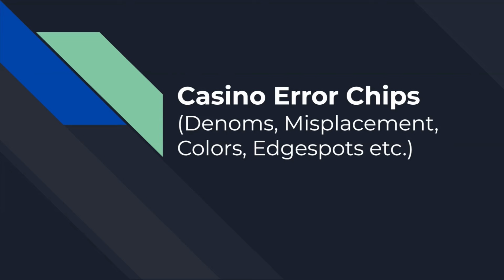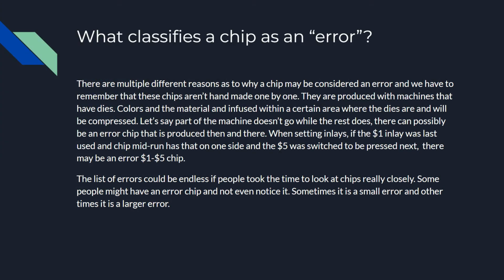It's Oscar, and today we're going to be talking about error casino chips, basically what they are, what some examples are, and how they happen. I'm sure many in the community have probably seen what an error chip is. Maybe there are some people that have never even heard of an error chip and don't know what it is. So I thought it'd be neat to run over what it is and talk about them. So what classifies a chip as an error?